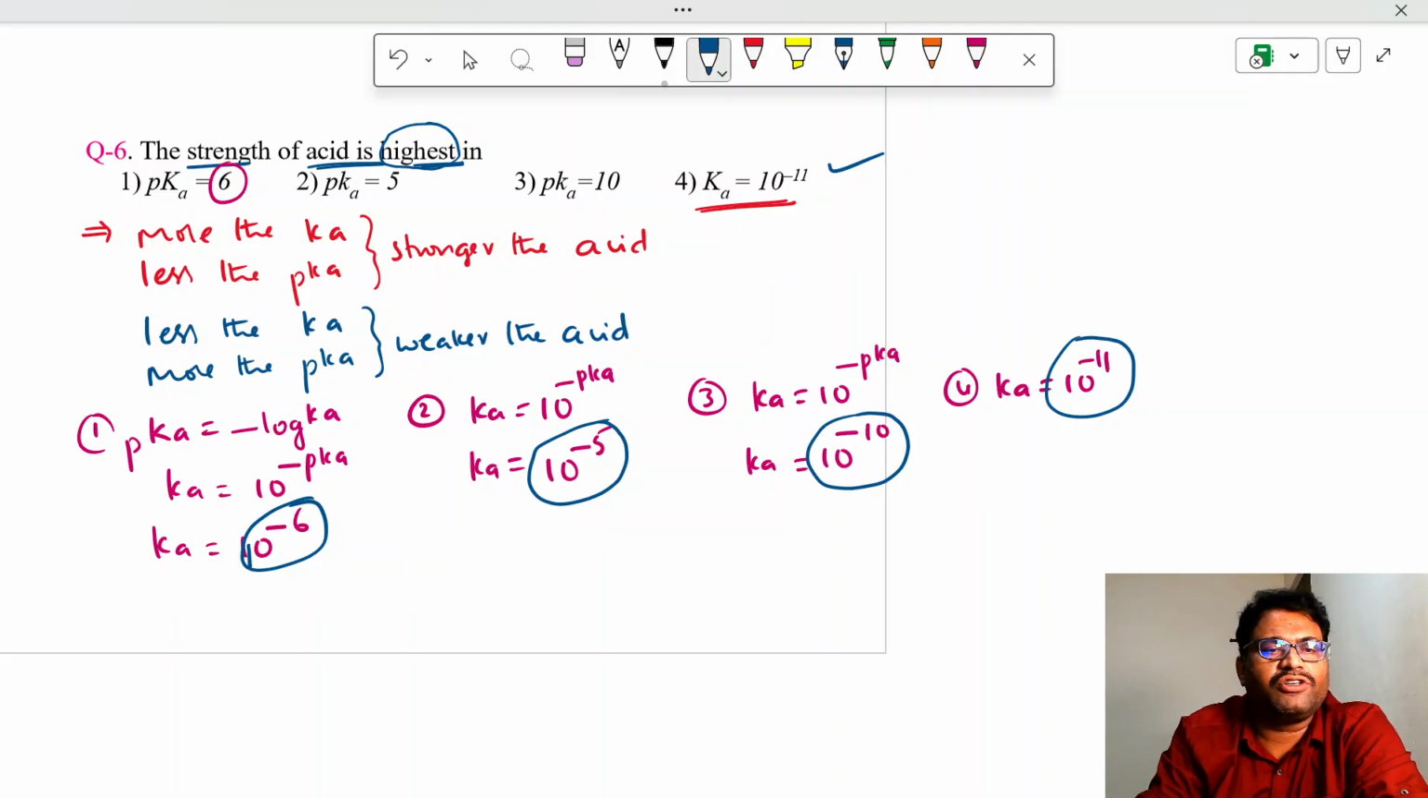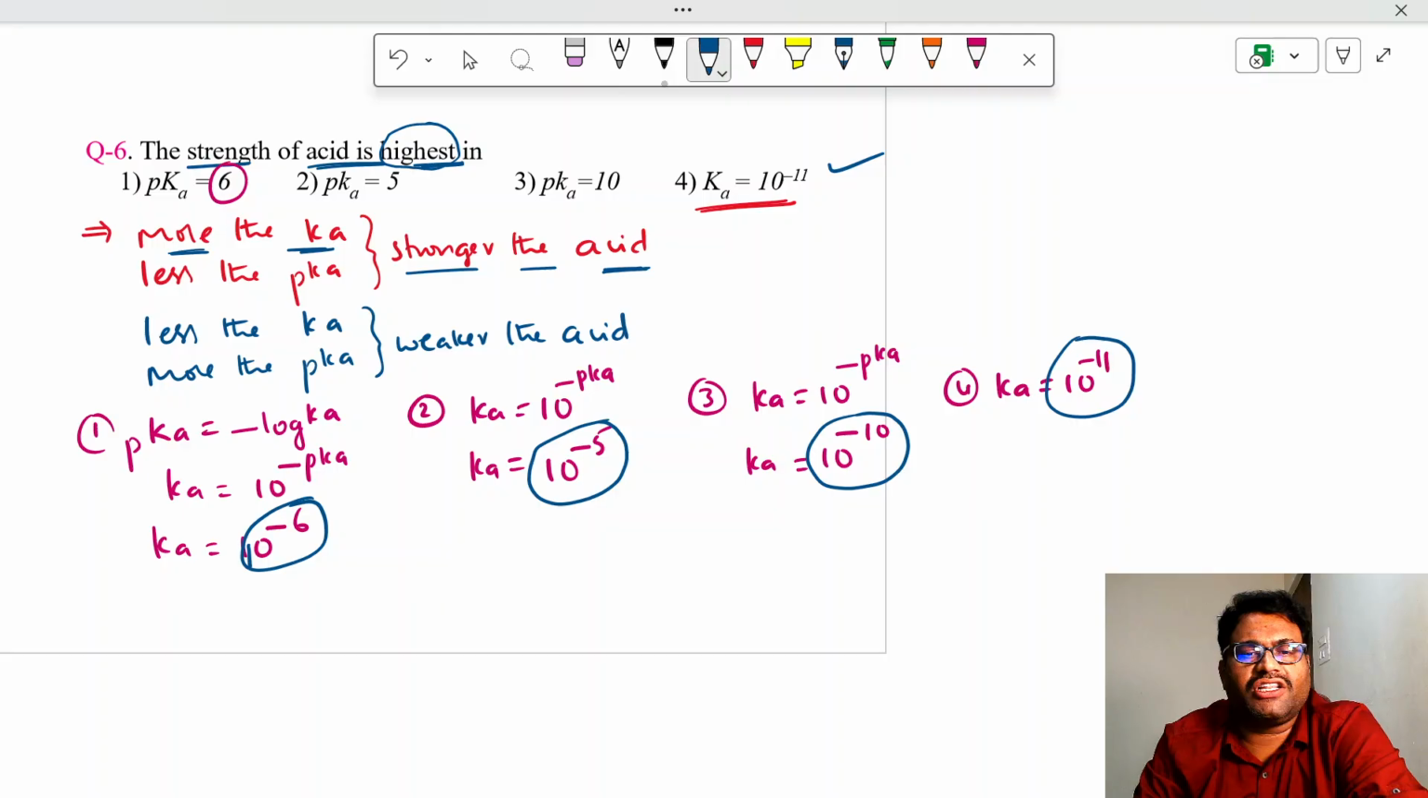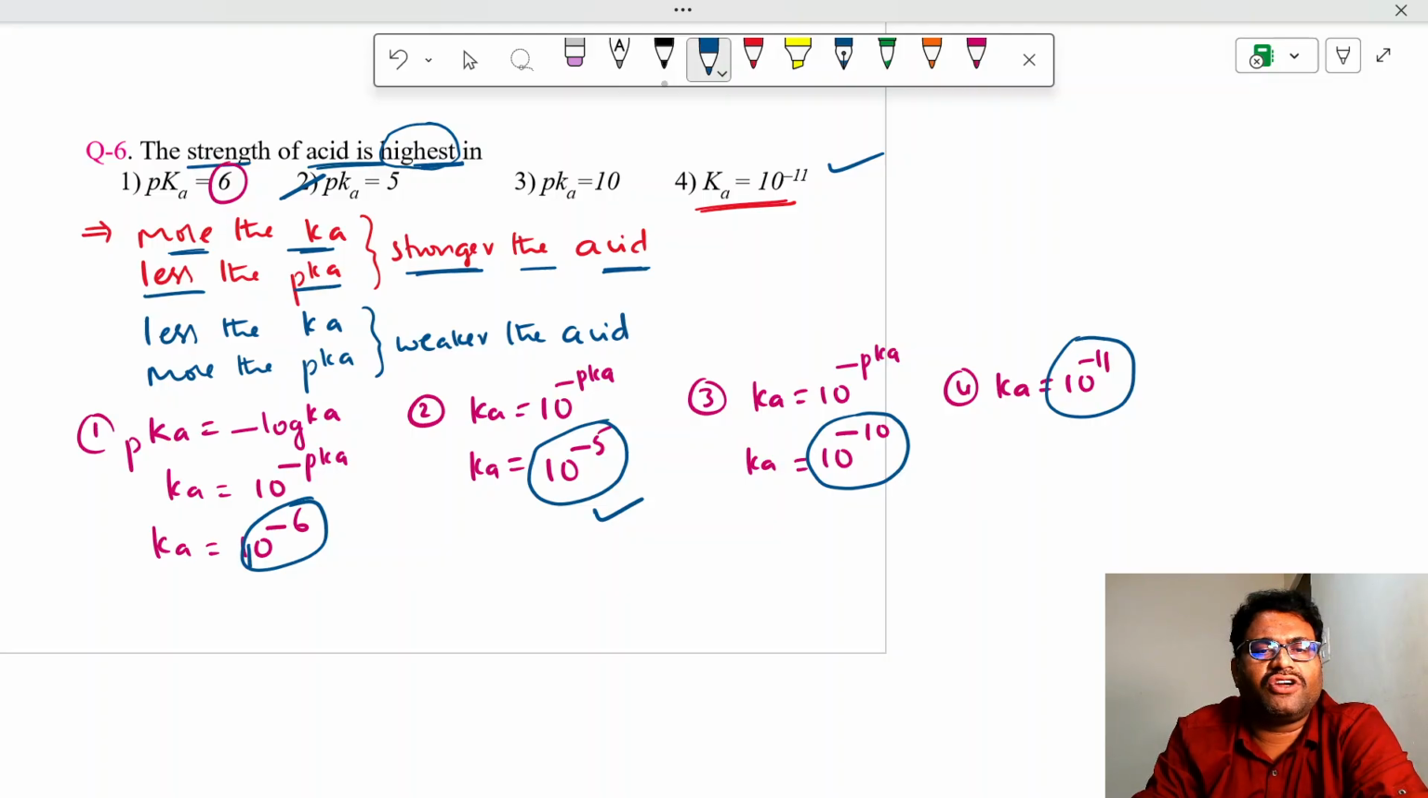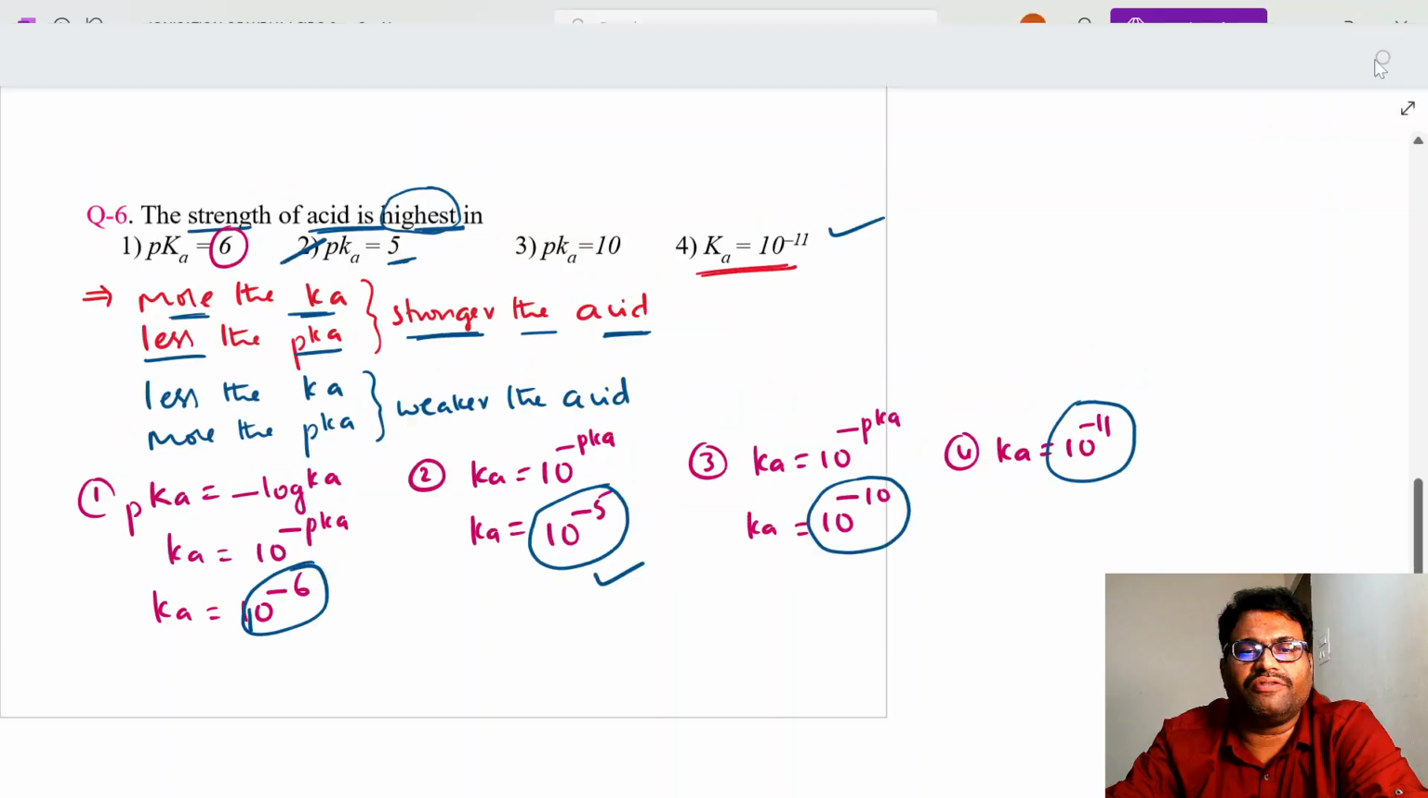Which one is greater? Because more the Ka, stronger the acid. Which is greater? 10 power minus 5 is greater. So the answer will be this. And we have studied that less the pKa, stronger the acid. Among these, pKa is less for this. More the Ka, stronger the acid. For the second option, Ka is 10 power minus 5. It is found to be larger than the remaining. So that will be the answer. Right? Let us go with the next.